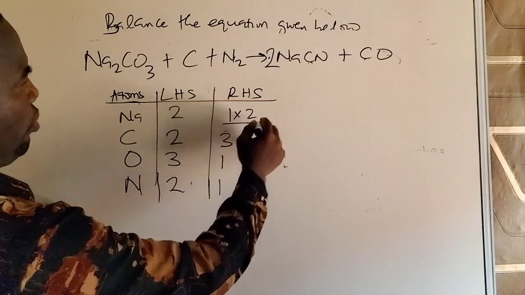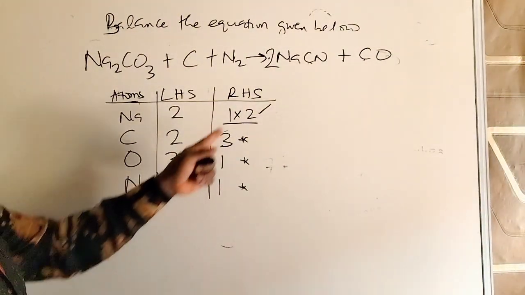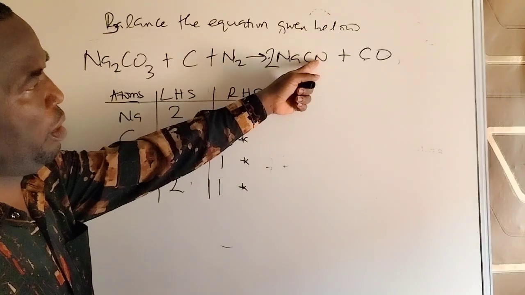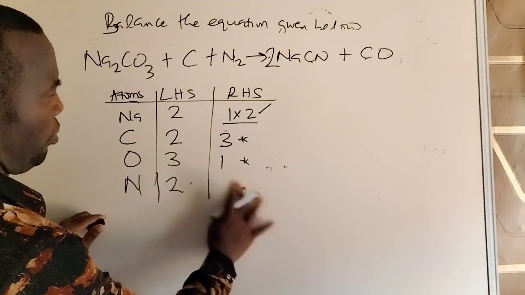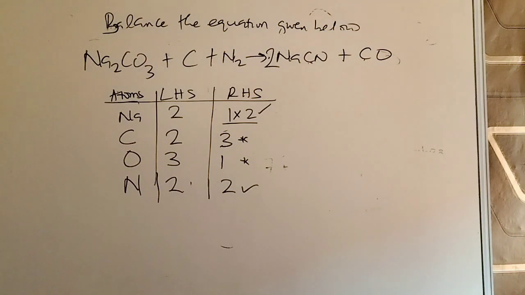By placing the 2 for sodium, I have displaced carbon. Also nitrogen, 2 times 1 is 2. That becomes 2. So you can see that by balancing sodium, I have balanced nitrogen and I have unbalanced carbon. So we'll now move ahead and inspect the equation thoroughly and know what to do.